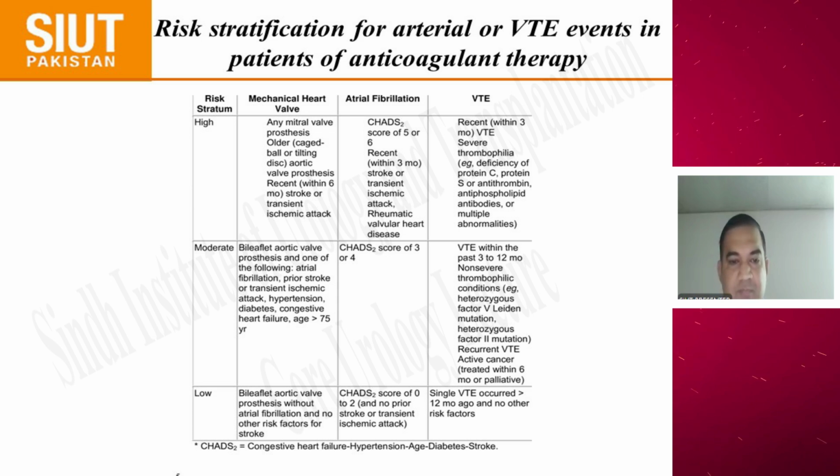In the low risk group: bileaflet valve prosthesis without atrial fibrillation and no other risk factors for stroke, CHADS score of 0 to 2, and no prior stroke or transient ischemic attack. Single VTE occurred more than 12 months ago and no other risk factors.